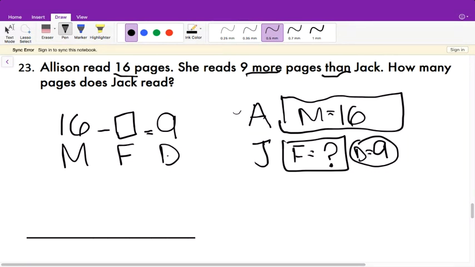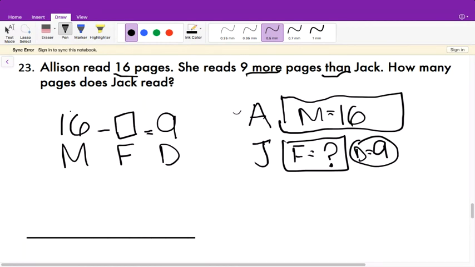Now, to get the missing partner, we can either count up from 9 to 16. We could count back 9 from 16. Or we can use our mental math to do 16 minus 9. So if we did that, 16 minus 9. 16 is 10 and 6, and 9 is 6 and 3.